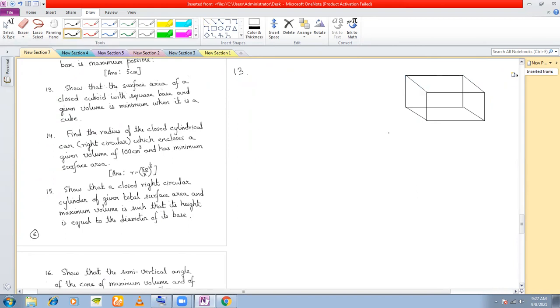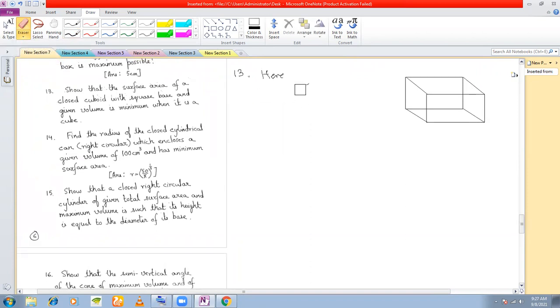Okay, this cuboid has a square base whose surface area is given. So here's surface area. Okay, volume is given, not surface area. The surface area of a closed cuboid with square base and given volume is minimum. So S, the surface area, needs to be minimized.